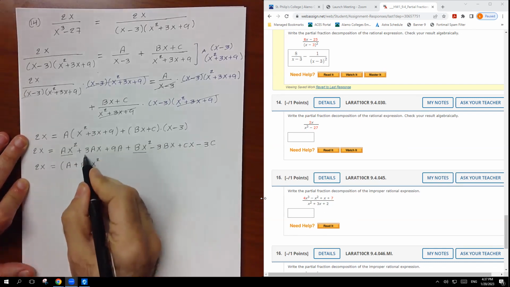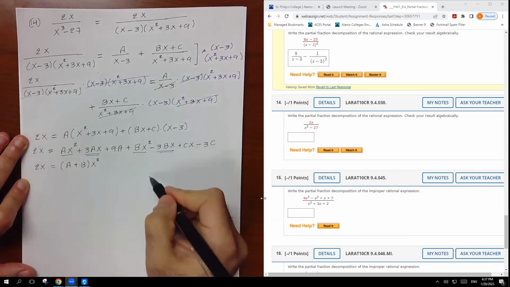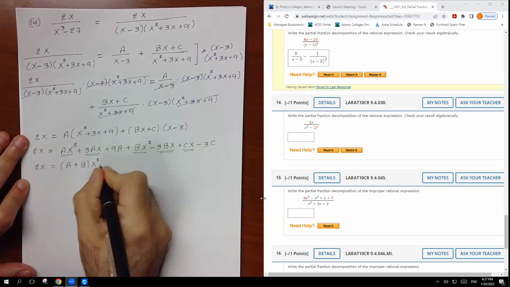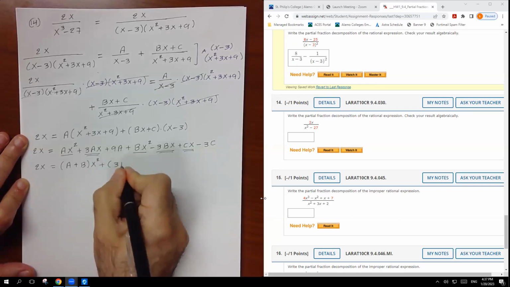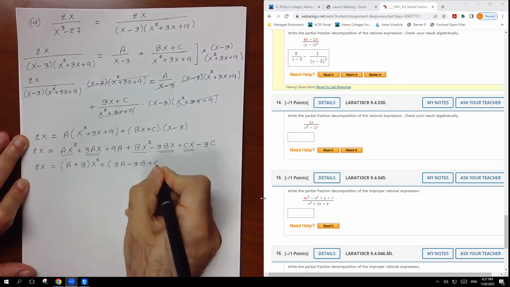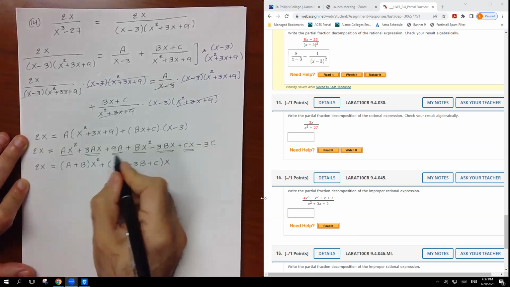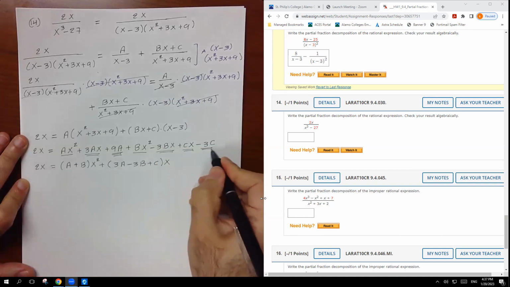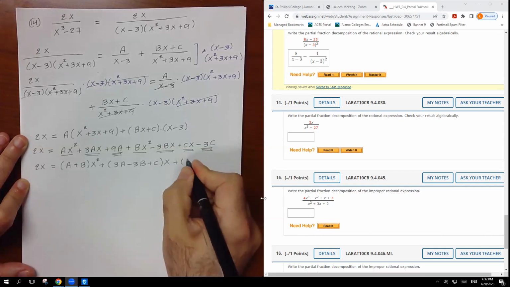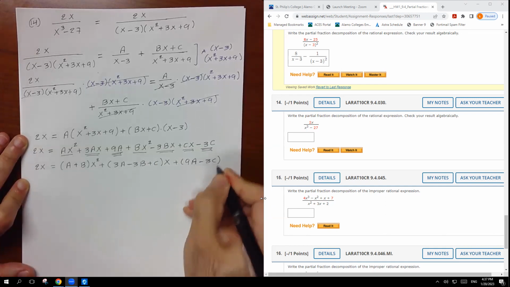Now I have x here. I'm going to put 2 lines here, and I have an x here, and I have an x here. I'm going to put these together. That means a plus 2a is going to be 3a minus 3b plus c, everything with the x. Now this is a constant, and here is the constant, a 3 line. So I'm going to say plus 9a minus 3c, close the parentheses.